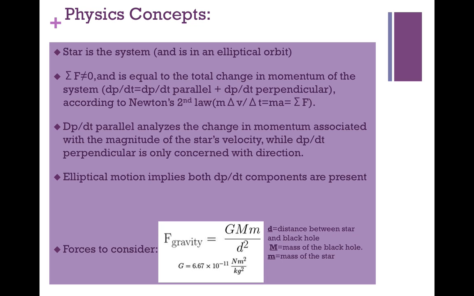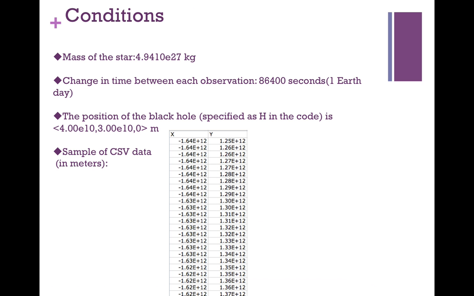Forces to consider: we only have one force to really consider, and that's the force of gravity due to the black hole, which is equal to the gravity equation, G being the gravitational constant, big M being what we need to find, little m being the mass of the star, and d being the distance between the star and the black hole. The mass of the star is 4.94 times 10 to the 27 kilograms. Change in time has already been discussed, and we have the position of the black hole, which is specified as h in the code, and here are some of the CSV data.